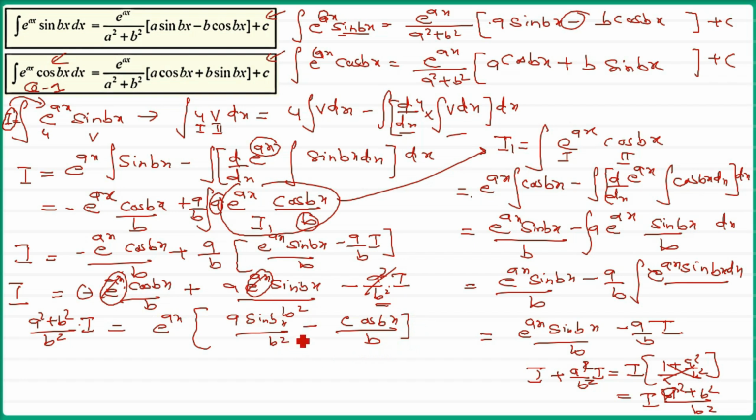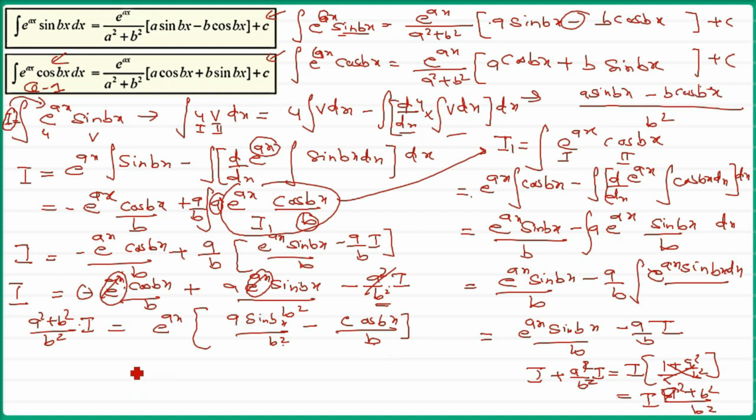Now why I did this? Because we can take the LCM here. When we take the LCM, it will be b square. So I am showing it to you here because it's getting very clumsy. B square, when you take LCM, b square is also already there, so you don't have to do anything. You can just write a sin bx. And since b square is not there, only b is there, so you have to multiply b to make it b square. So b cos bx will come.